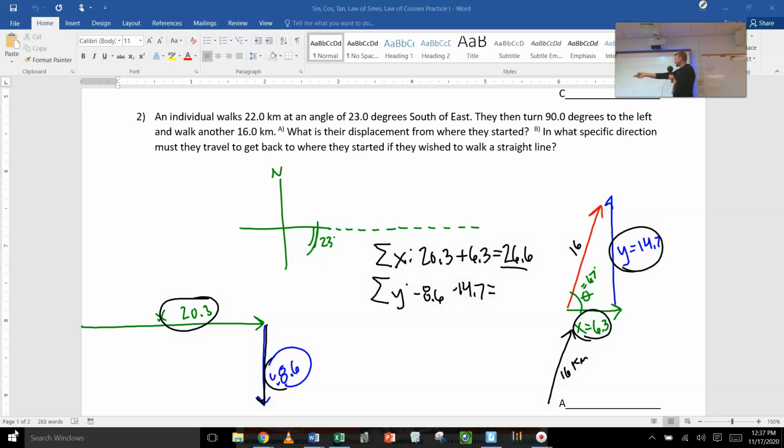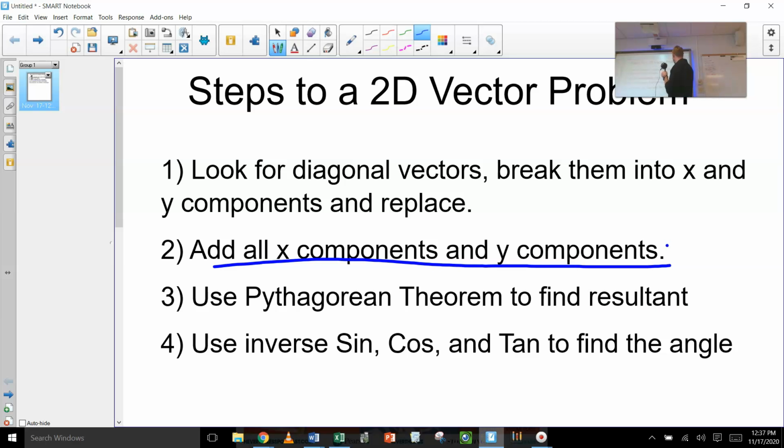Okay, negative 8.6 plus 14.7. Now I'm back on track. That equals 6.1. So in the x direction, x ends with a positive 26.6, and y ends with a positive 6.1. So I've just added all the x.